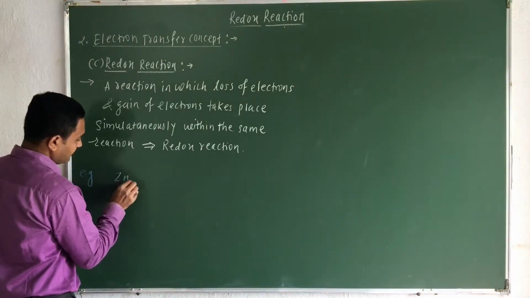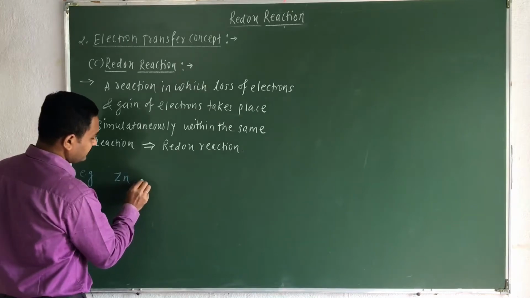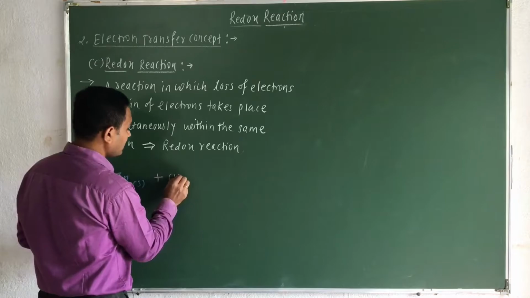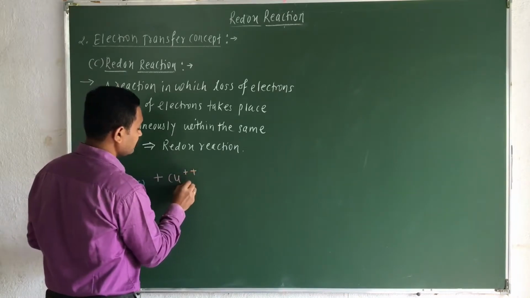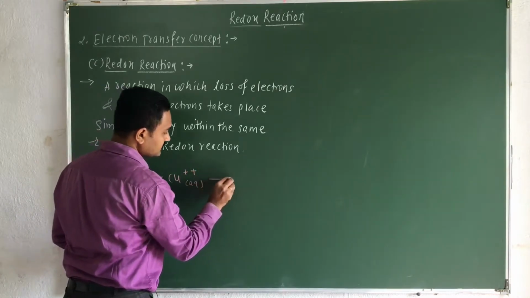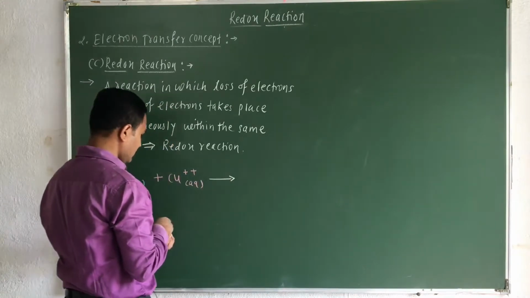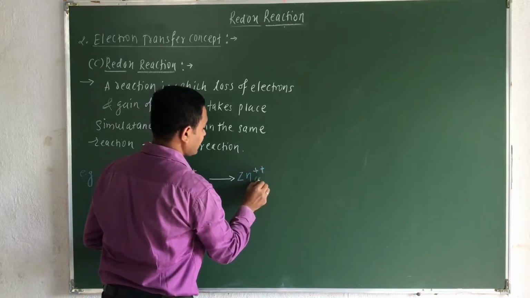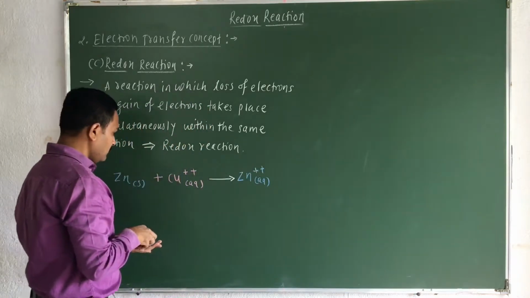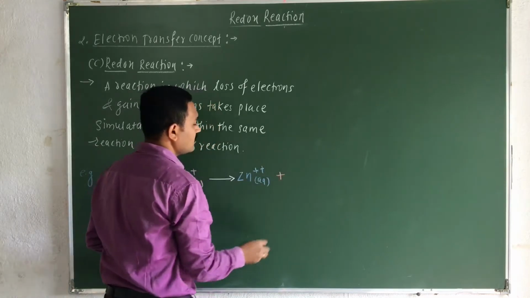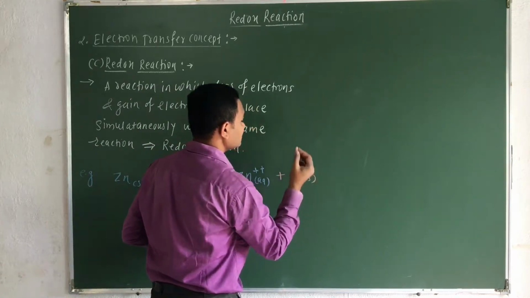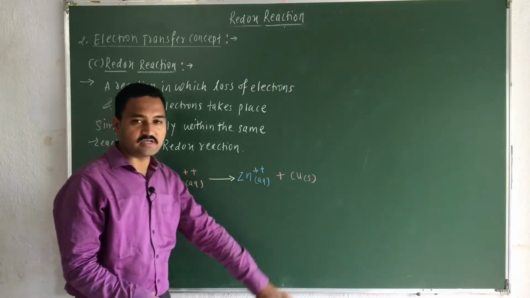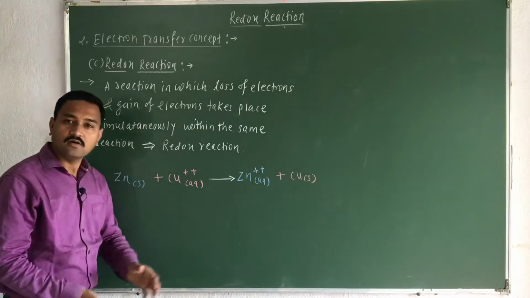Zn in solid plus Cu2+ aqueous gives Zn2+ aqueous plus Cu in solid. So this is an example of a redox reaction. Let us find out whether it is a redox reaction or not.